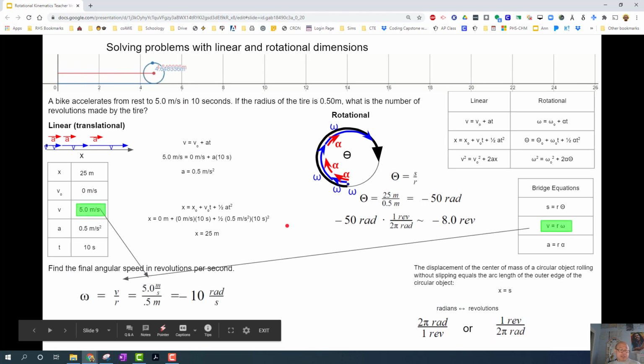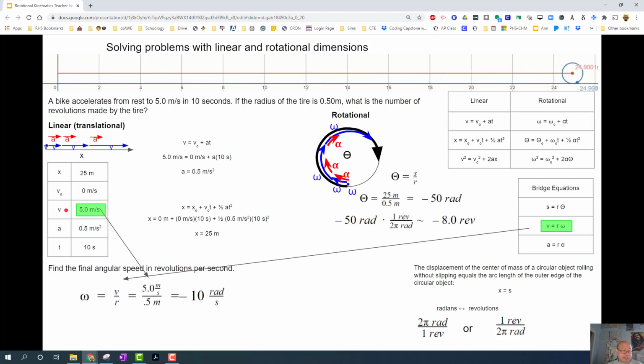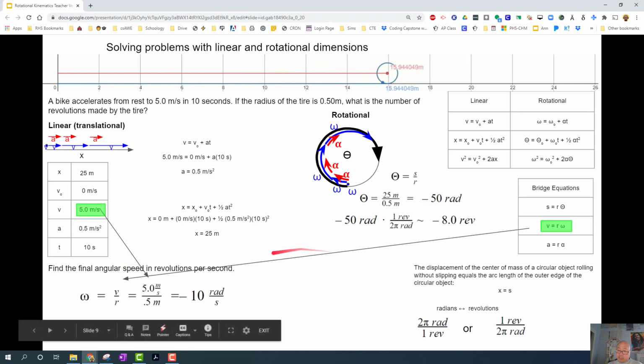If we want to find the angular speed in revolutions per second, we would take the final velocity and use a different bridge equation and solve that for omega, and we would take our 5 meters per second divided by the radius to get negative 10 radians per second. So that's our final angular speed.